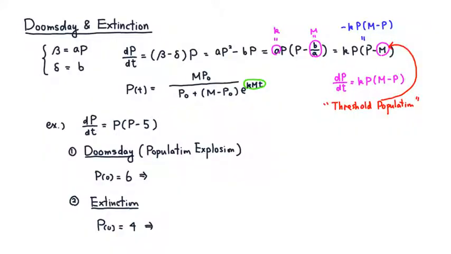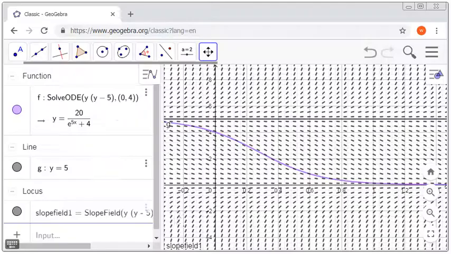So when you have a case like that, if the initial population is greater than this threshold population, it's going to lead to an explosion of the population. That's called the doomsday. Extinction: it's going to steadily decline to eventually 0, and it goes to extinction when the initial population is below the threshold. You can see that here.